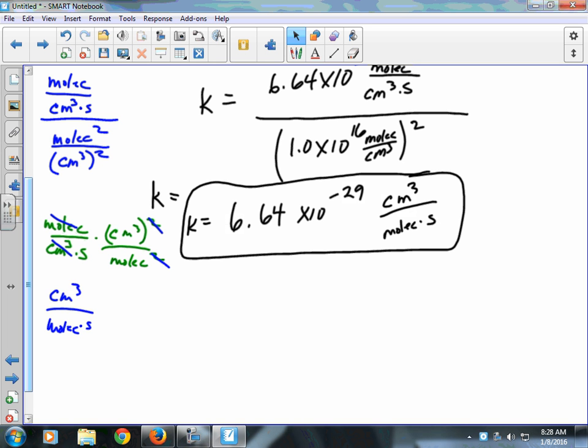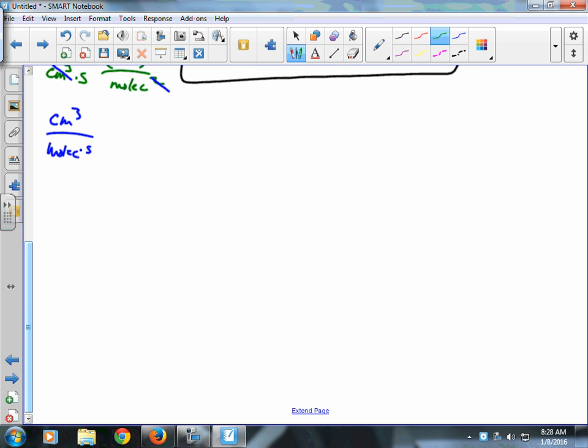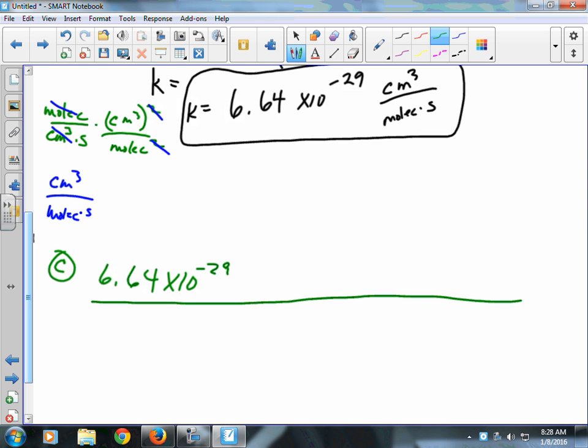Okay, so 4.64 times 10 to the negative 29. Now, look at that unit. Cubic centimeters is upstairs. Molecules and seconds are downstairs. So I'm going to put it in a factor label like that.